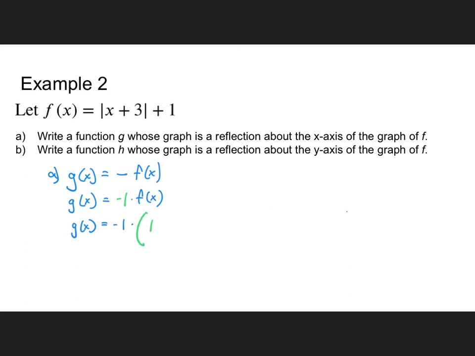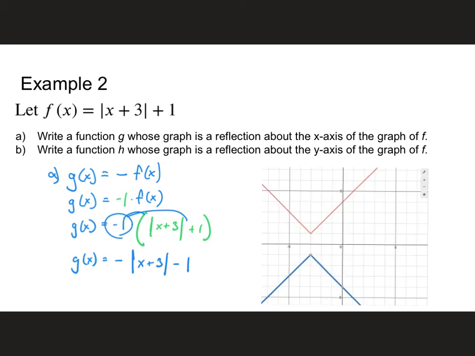Well, what is f of x equal to? That's the absolute value of x plus 3, plus 1. The important thing to remember is that I have got to distribute this negative sign to both things. Negative signs don't go inside absolute value bars, so be very careful of that. When I simplify this and distribute, I'll get negative the absolute value of x plus 3, and that plus 1 changes into a minus 1.